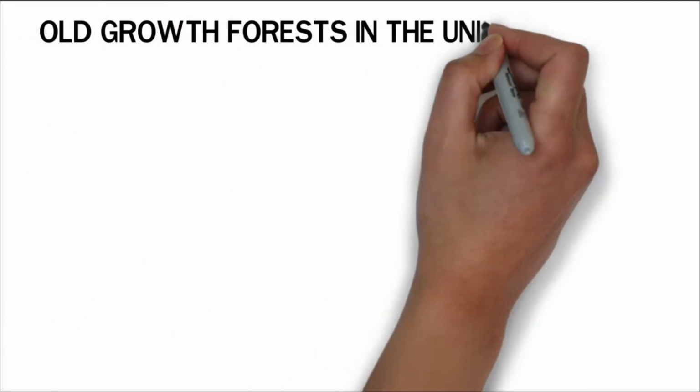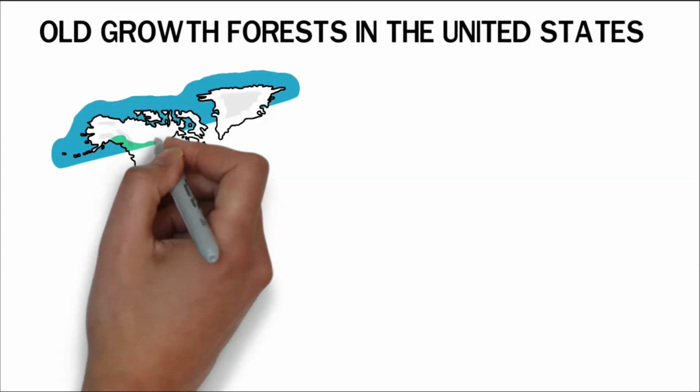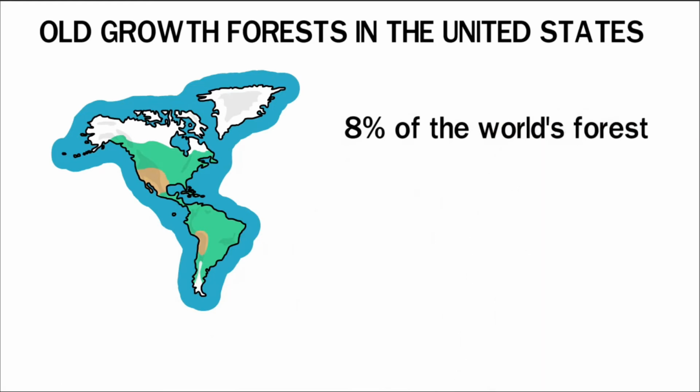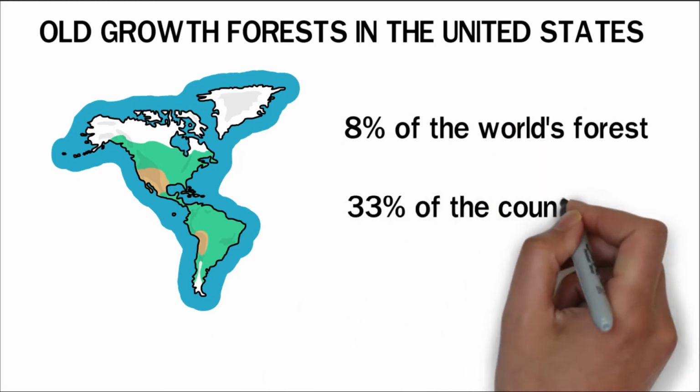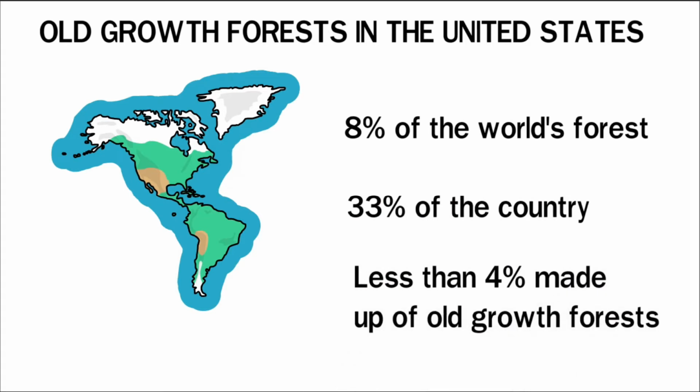Old-growth forests in the United States. The United States accounts for about 8% of the world's forest cover. 33% of the country is covered in different types of forests. Less than 4% of the total forest cover is made up of old-growth forests. The largest area of old-growth forest in the United States is located in Alaska.